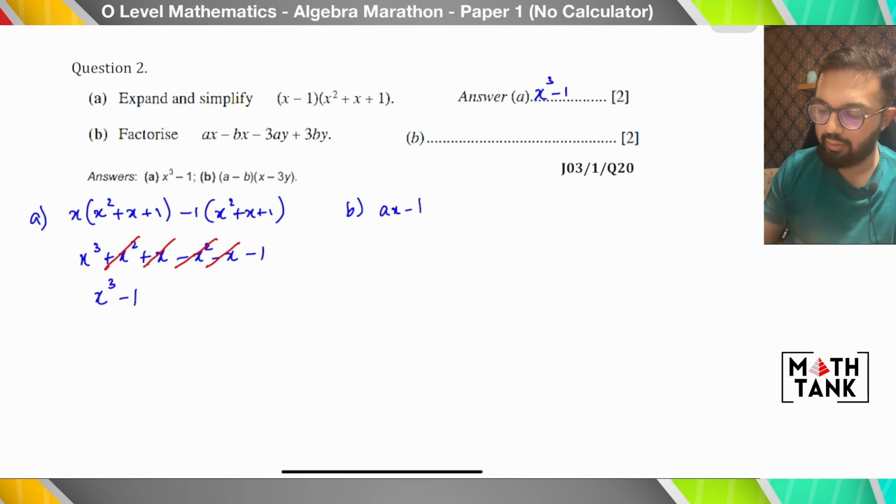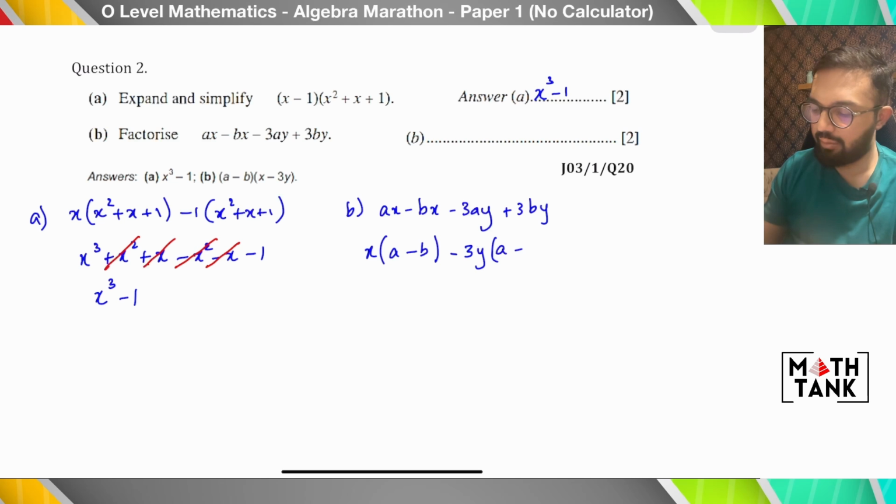Then this question says factorize. So I know that when I have four terms, this is a question on factorizing by pairing. That's what we've covered in the lecture. So I take an x common and I say this is a minus b, and then I say that what is common? Minus 3y seems common. So I'm again left with a minus b.